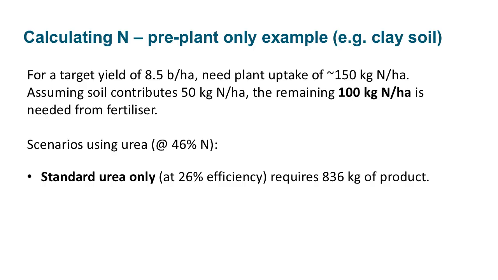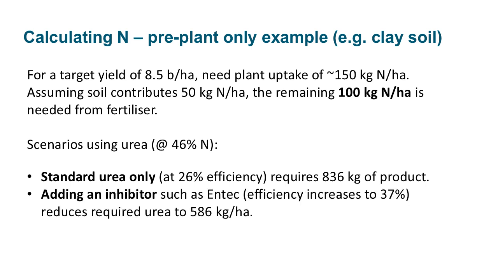Now, if we were to use urea on its own as a pre-plant application with the assumed efficiency of 26% that Steve found in his research, this would require us to apply 836 kilograms of urea fertilizer product for that pre-plant scenario to have a reasonable chance of having 100 kilograms of nitrogen in the soil and plant available at the time when the crop would be taking that up.